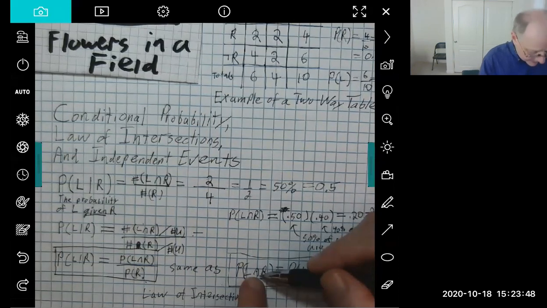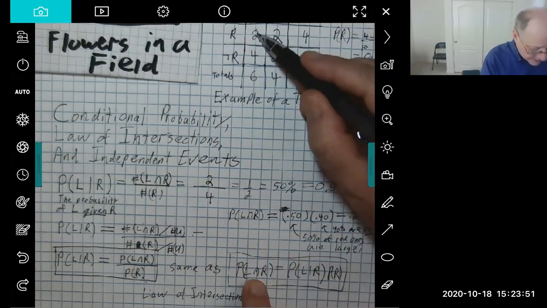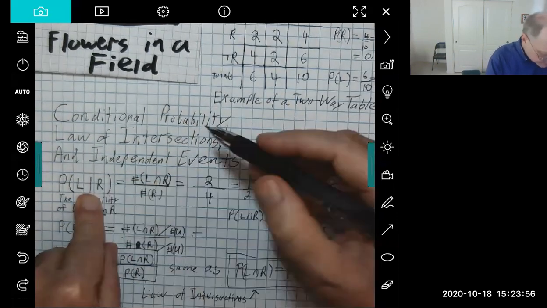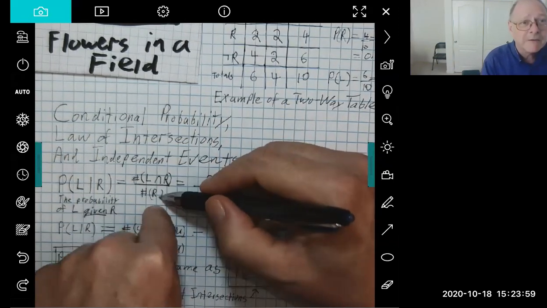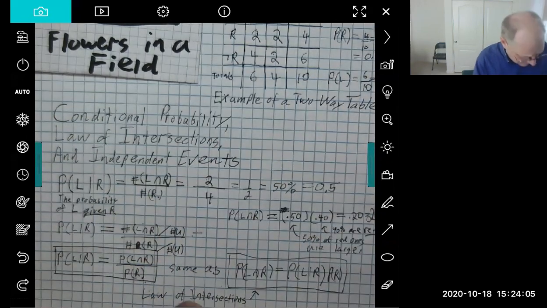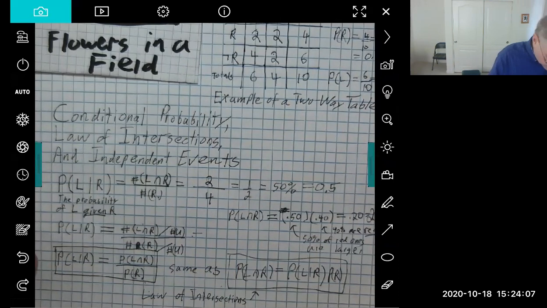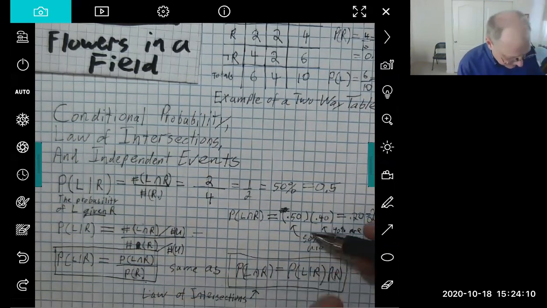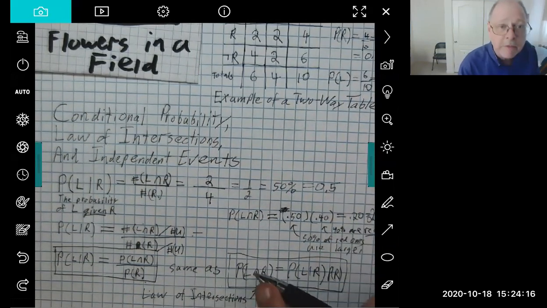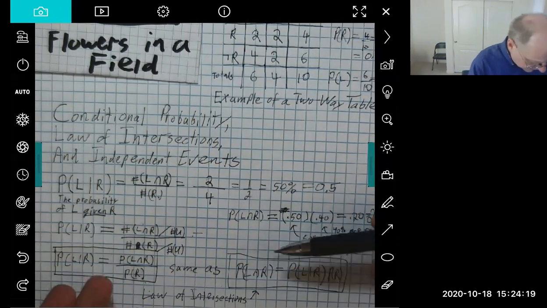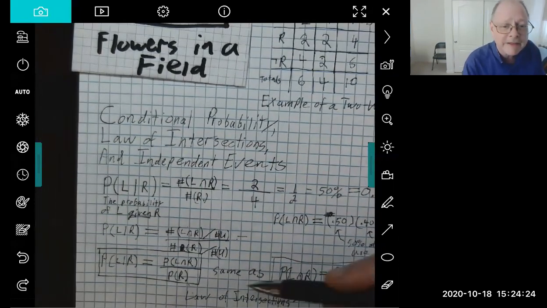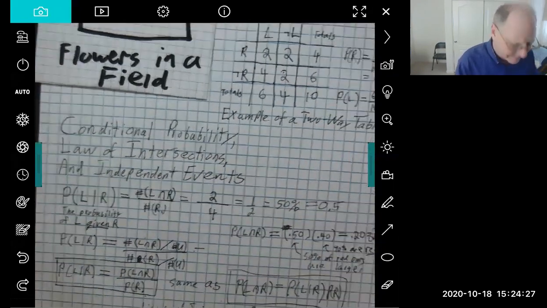So the probability of L intersect R was the 2 large red flowers divided by the 10 flowers total. But with the L given R, it was the 2 large red flowers divided by just the 4 red ones. The difference is the denominator. Okay, now how do you use this equation? You could use it like I did here, where if you know these 2 items, you can figure out that one. But it's an equation with 3 things in it. So if you know any 2 of the things, you could figure out the other one.